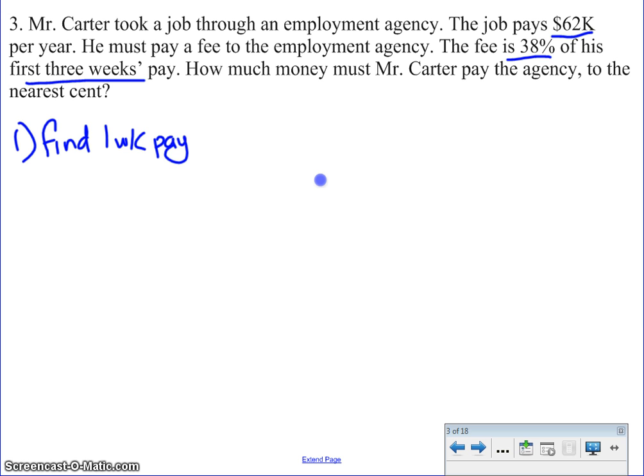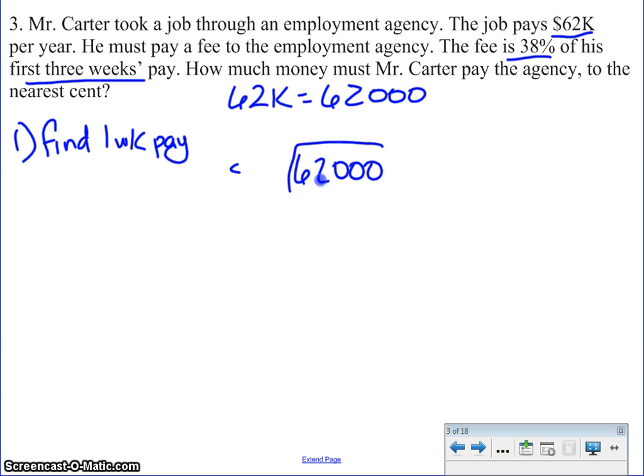We're going to do that by taking the 62K, which equals 62,000. We're going to take the 62,000 and divide it by 52 because there are 52 weeks in a year. When I do that, I get $1,192.31. So this is 1 week's pay.